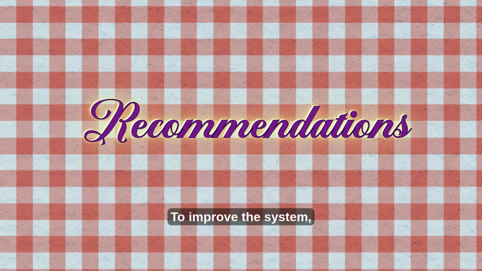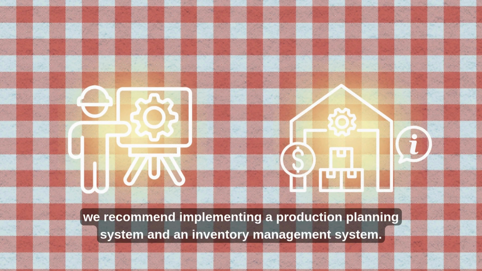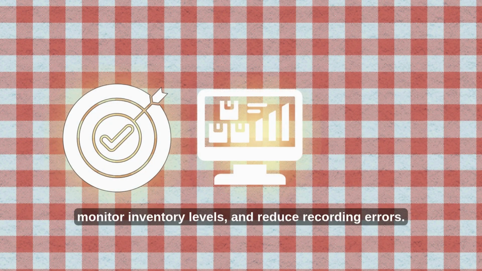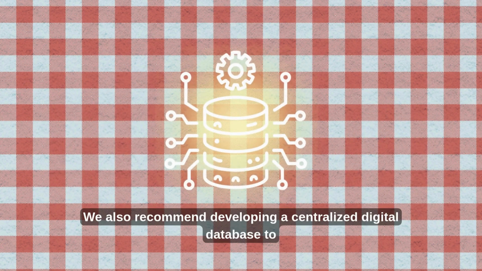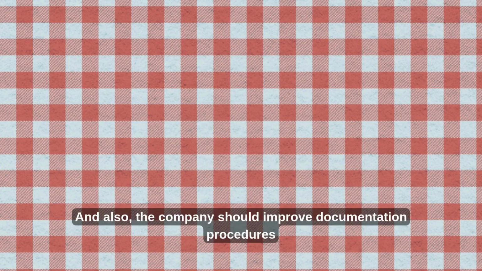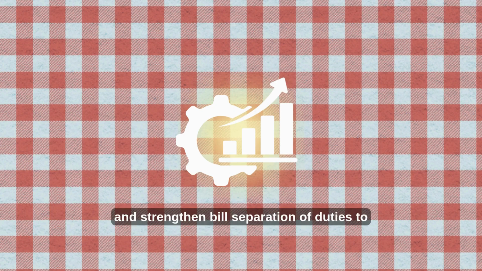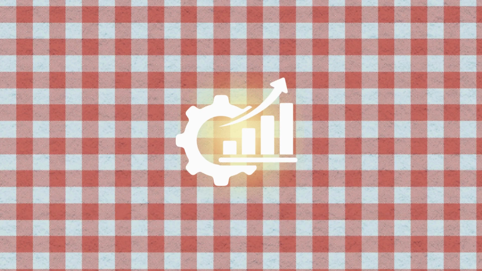To improve the system, we recommend implementing a production planning system and an inventory management system. These systems can help the factory plan production more accurately, monitor inventory levels, and reduce recording errors. We also recommend developing a centralized digital database to store production and inventory information electronically. And also, the company should improve documentation procedures and strengthen the separation of duties to reduce the risk of fraud and improve internal control effectiveness.